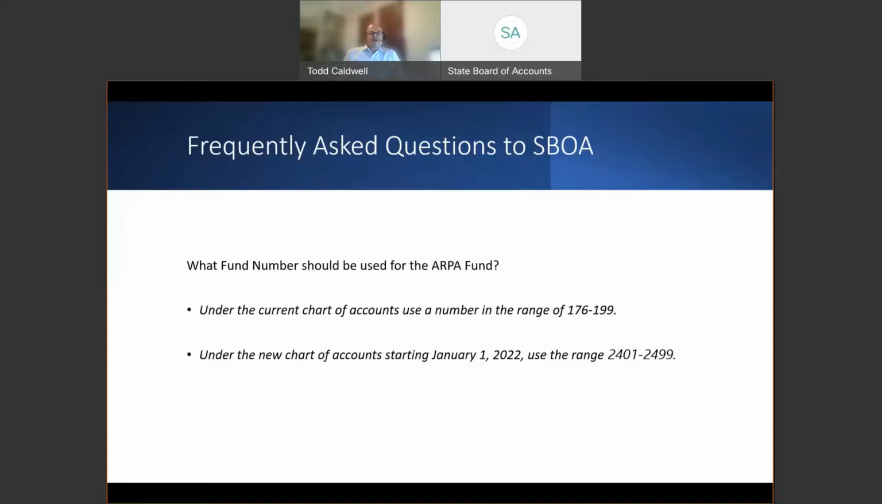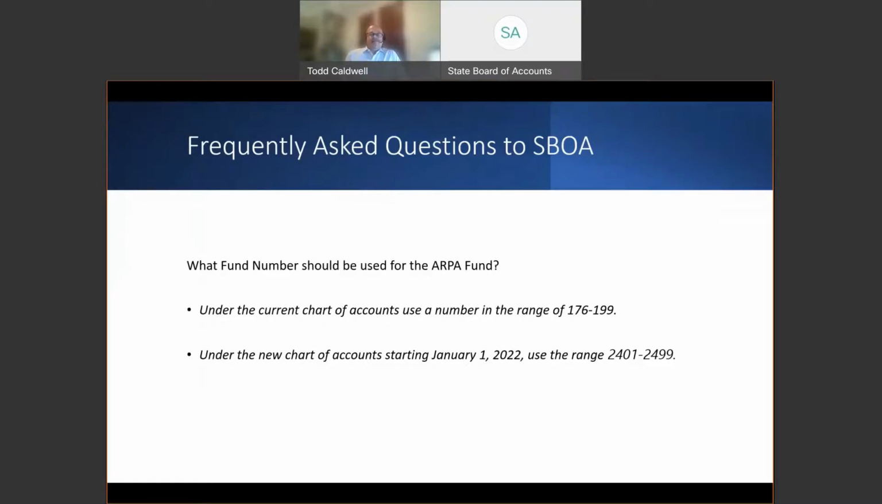What fund number should be used for the ARPA fund? As you've probably heard us talk about before, we're in the process of revising the chart of accounts for the fund numbers. So currently, you're going to want to use a number in the range of 176 to 199. If you remember back last year to CARES, we used 150 to 175 for CARES. Now for ARPA, it's 176 to 199. So any fund number in that range that you want to use or that you have available, you can use it for the ARPA fund.